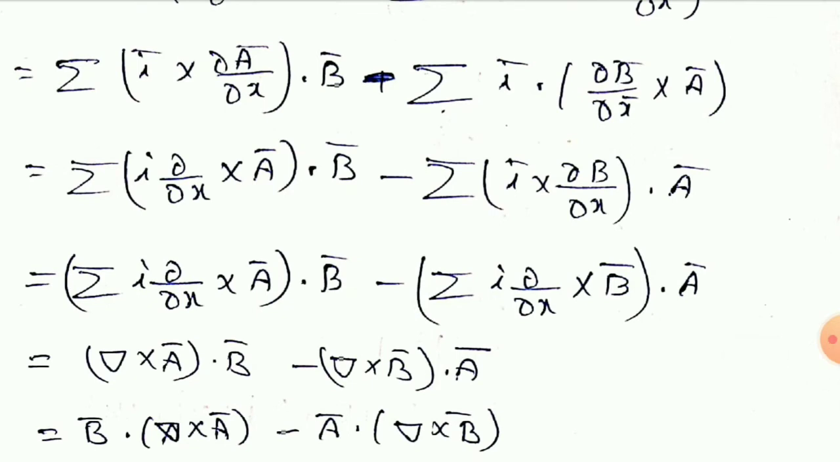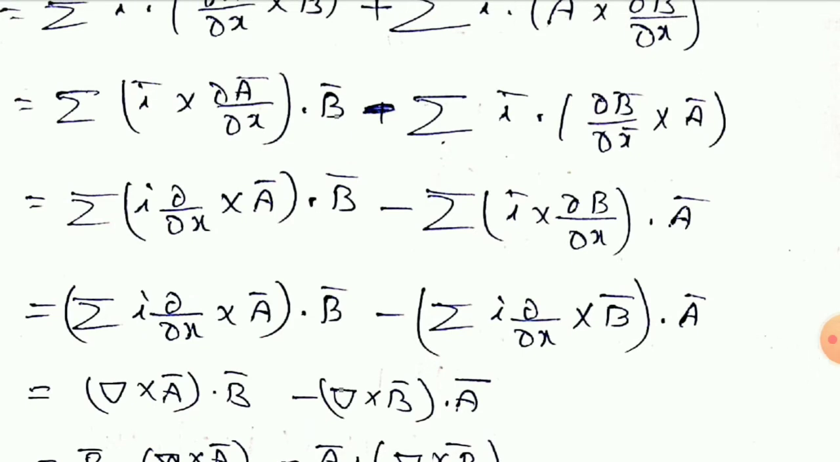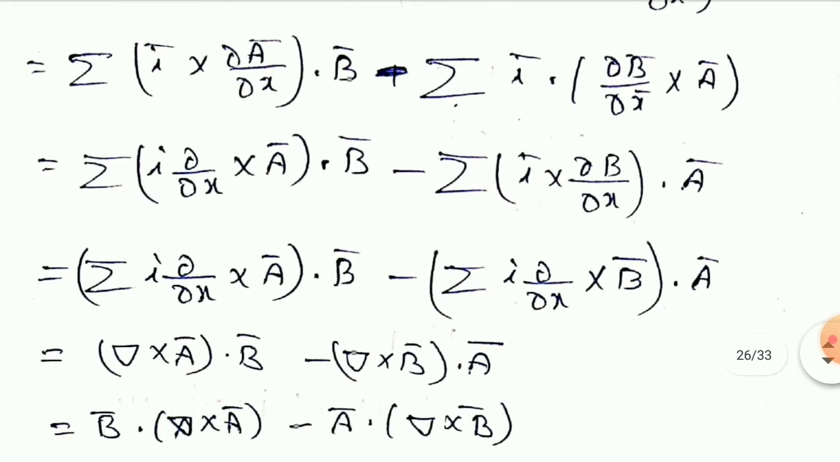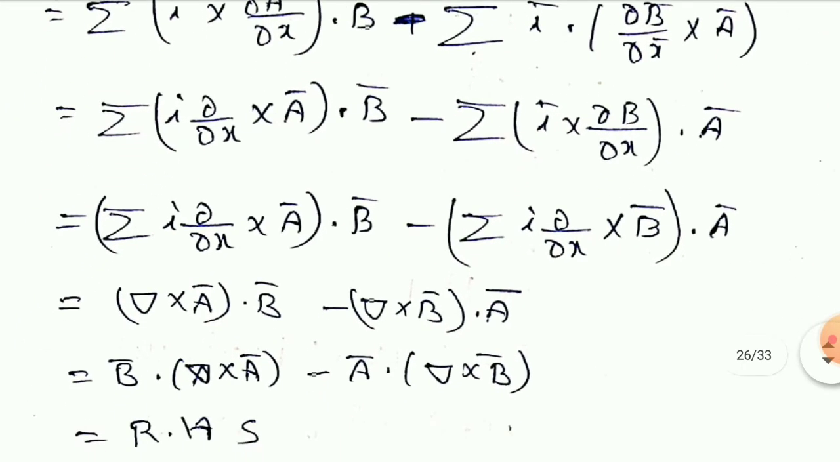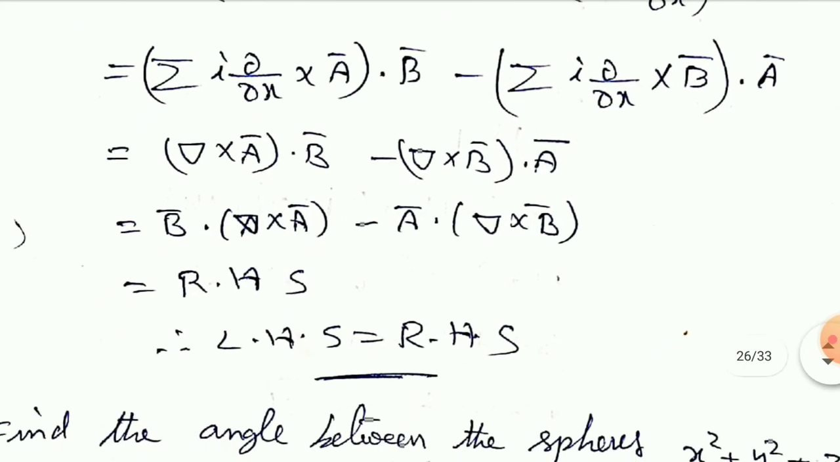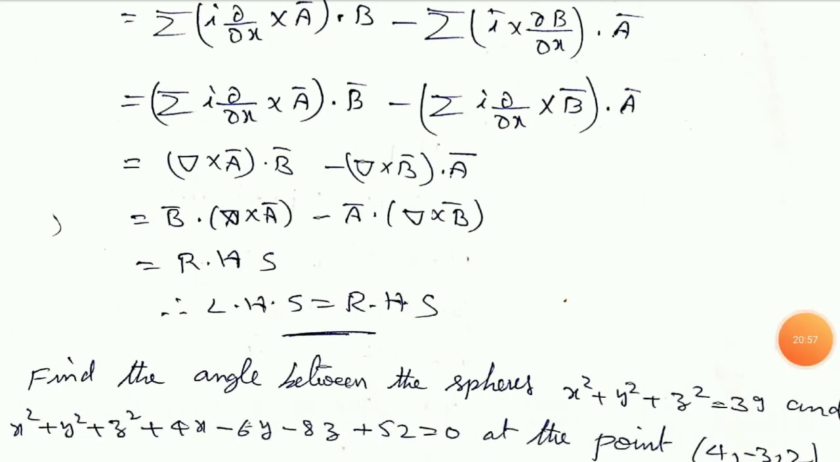I am just taking this a bar out, it is i dou by dou x, and a bar dot b bar, the same thing I have written. This first bracket is del cross a bar and b bar as it is, and this is the same. So with this you get your required value. Okay.